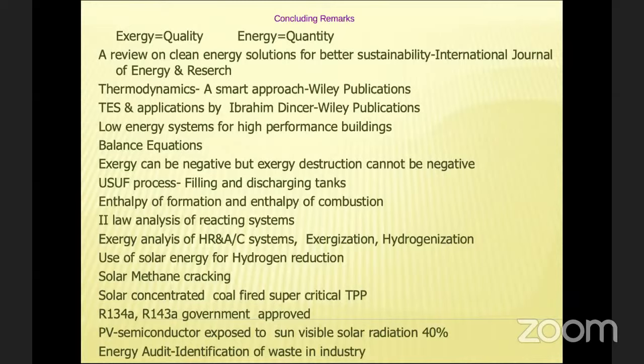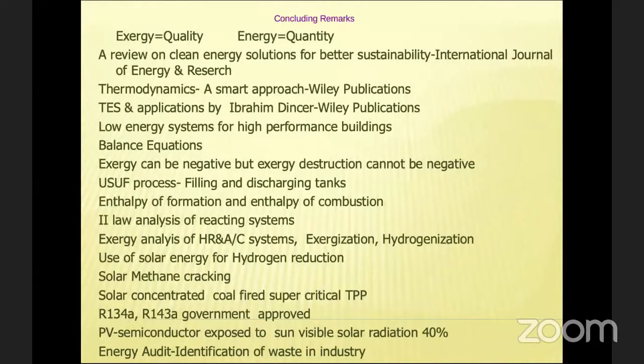And for enthalpy of formation and enthalpy of combustion, you can think of how to write the exergy balance equation. Second law analysis of reacting systems, and exergy analysis of heating, refrigeration, and air conditioning systems. Exergization: what is exergization? Use of exergy as a tool for energy research. That is called exergization. Hydrogenation, and use of solar energy for hydrogen reduction. Solar methane cracking. Okay, so from methane we can extract hydrogen using solar energy.